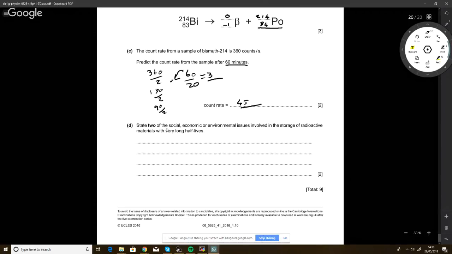And it says, state two of the social, economic or environmental issues involved in the storage of radioactive materials with very long half-lives. You can list a range of complexities. It's quite expensive because of the danger associated with it. If it's badly stored, it can be released into the environment, into water supplies for example, and can cause absolute havoc in terms of health issues. But this is if it's badly stored. It'll always be quite expensive to store, but it could be stored in quite safe ways. But there are a lot of hurdles to overcome.